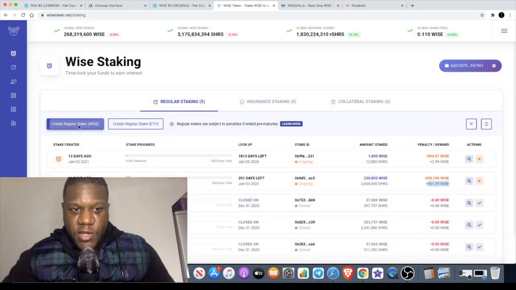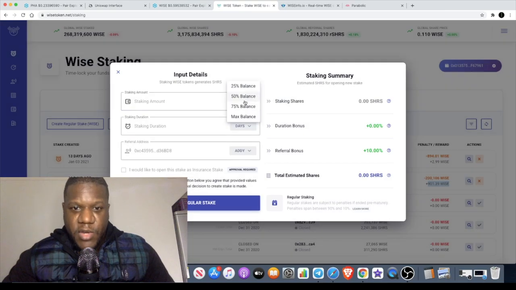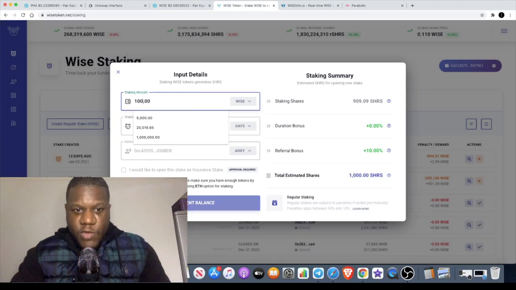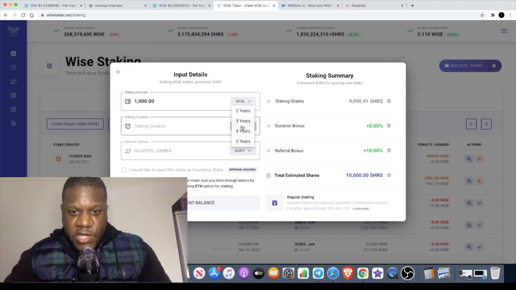Okay, but you can just come over, create regular stake, and put in exactly how much of your balance you want to put in. If you wanted to put in 1,000 Wise, you will put in 1,000 Wise. Your staking durations are right here, but you can input those manually, anywhere from 1 day, even up to 42 years you can stake for. Obviously you will see my referral address in this section here, which will be grayed out. That's fine. Then you just click that blue button, create your stake, and pay your gas fees.